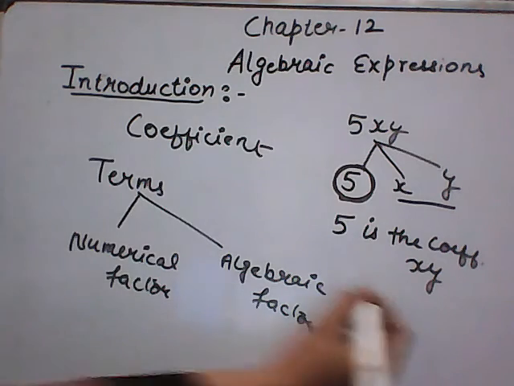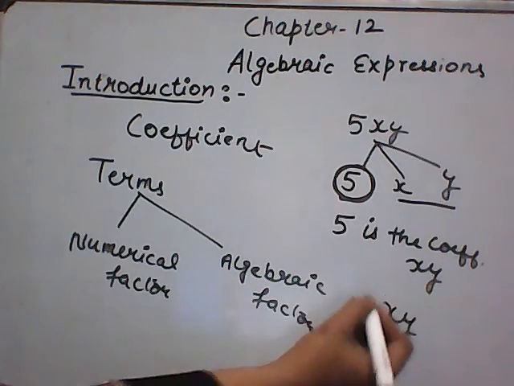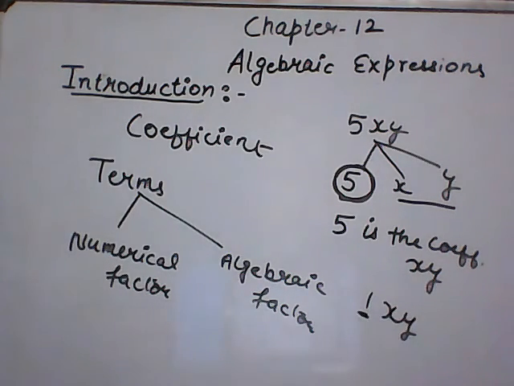Suppose a term is given to you, xy. Then what is the coefficient of this term? It is 1. The plus 1 is usually omitted, so we can omit this plus 1. So we can say the term xy has no numerical coefficient. Let's do some questions related to these terms.